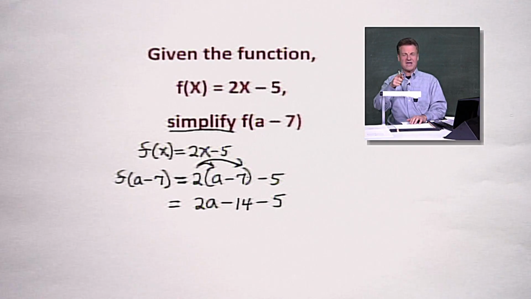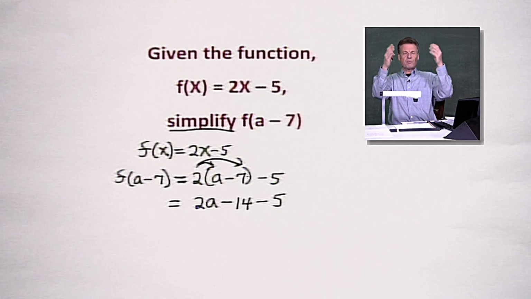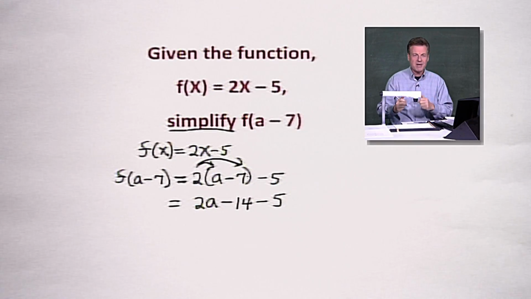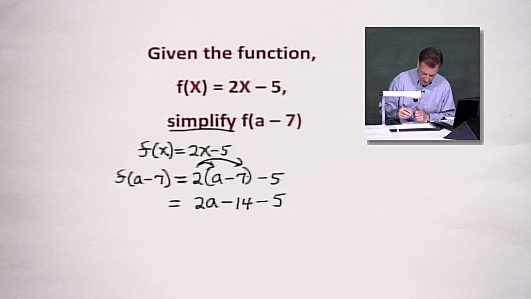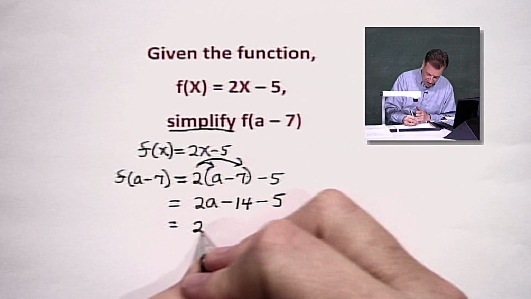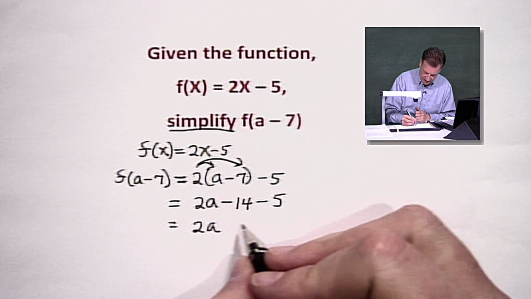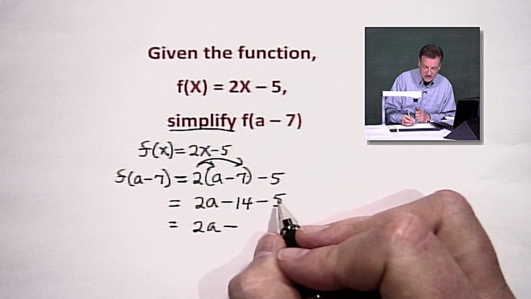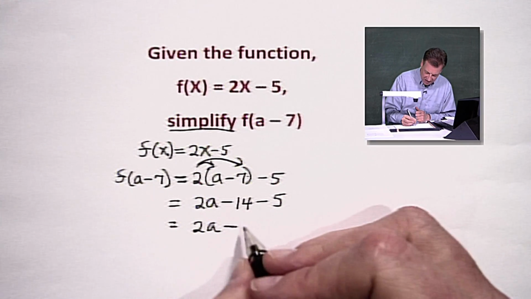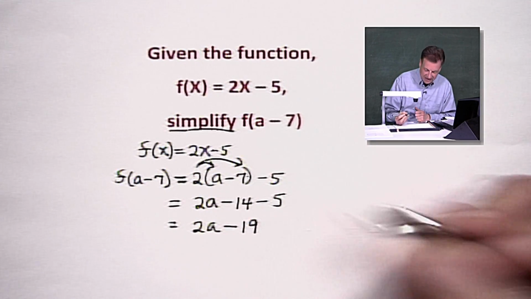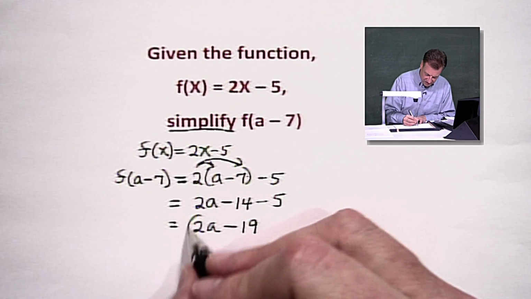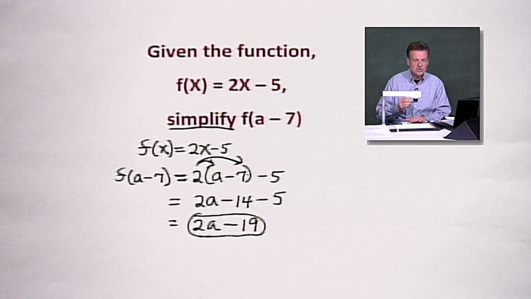It says simplify. So we need to bring it down a little bit more, compact it a little bit more, all right? And what that's going to give us is 2a. 2a doesn't join up with anything. And it looks like it's going to be a negative 14 plus a negative 5, which is going to give us minus 19 in the long run. So there's your final expression, simplified, 2a minus 19.